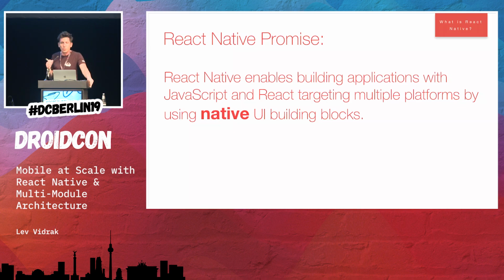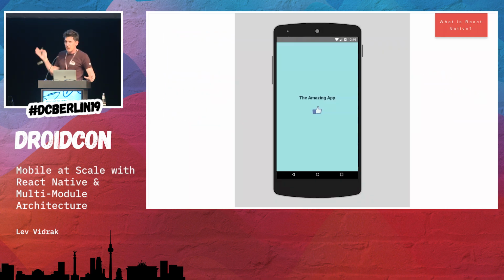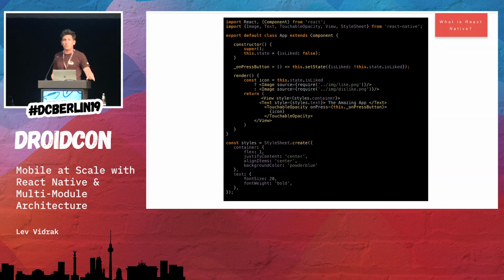So React Native, in one sentence, is a framework that enables us to write applications with JavaScript and React, targeting different platforms, but still using the native UI building blocks. For demonstration, we will have a small app with one button. We'll click on the like, it will turn to dislike, and again to like. For those who are not familiar with React Native, this is how it looks. This is the only JavaScript code that you will see in this presentation. So let's go quickly over this code.